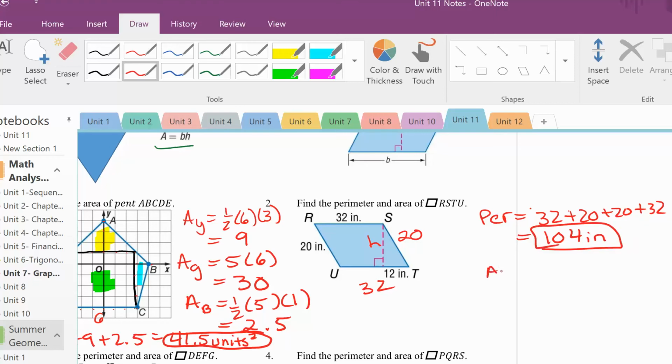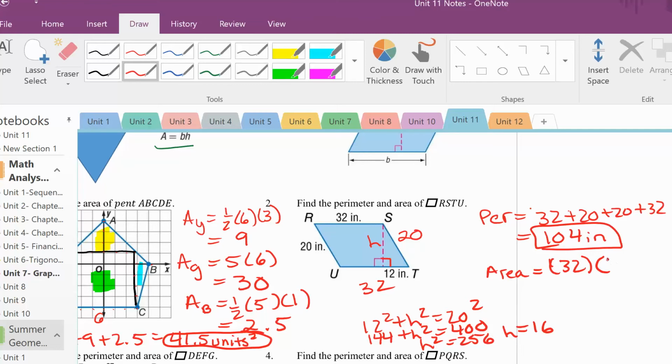But now the area, well, that would be 32 times, well, we need to know what the height is. And in order to find the height, we have a right triangle here. So we could do 12 squared plus h squared equals 20 squared. 144 plus h squared equals 400. So h squared is equal to 256. h is equal to 16. So 32 times 16 gives you 512 square inches.